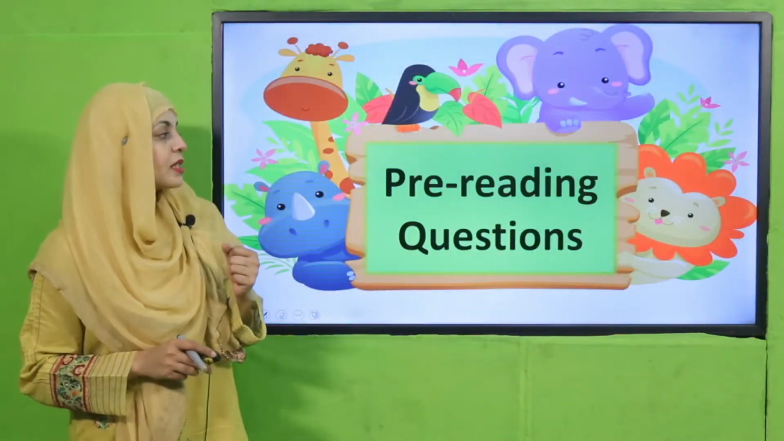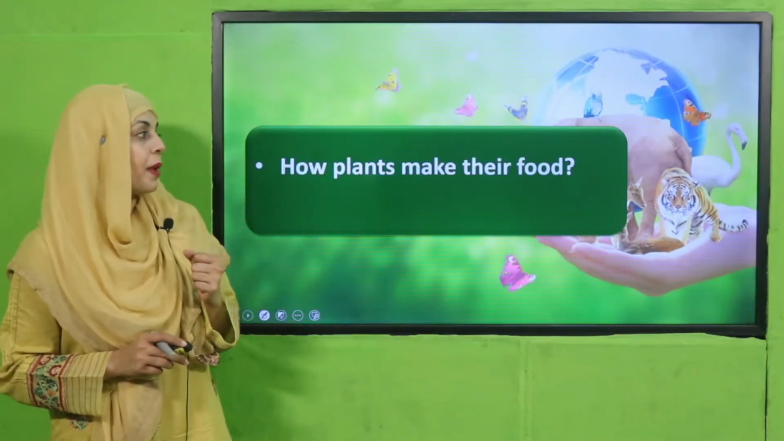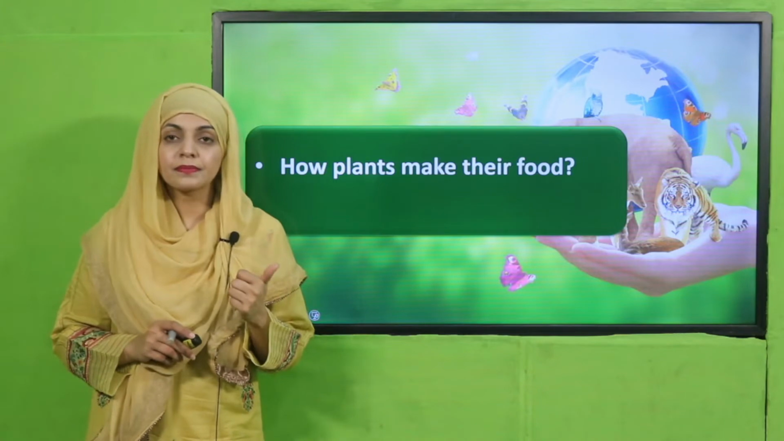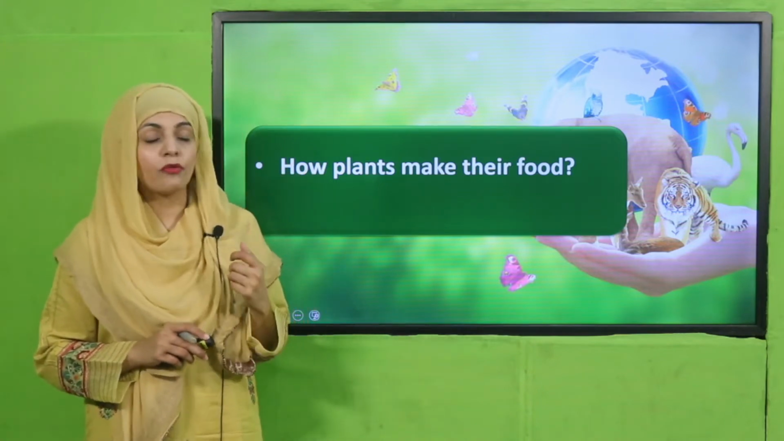So my dear students, now is the time for a pre-reading question. Listen to the question very carefully and then answer. How do plants make their food? In the presence of sunlight, air and water, plants make their own food.